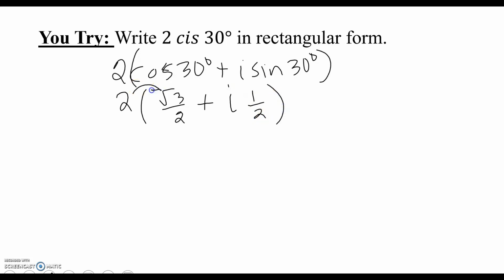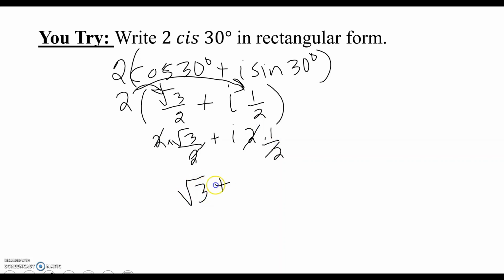And so you'll distribute that 2 to both. You get 2 times the square root of 3 over 2 plus i times 2 times 1/2. Well, the 2's cancel here, and that leaves you with square root of 3. You get i times 1, which is i. Is that what you got? Hopefully that is what you got for your answer. If you didn't get that, go back and see if you can catch where you made your mistake.